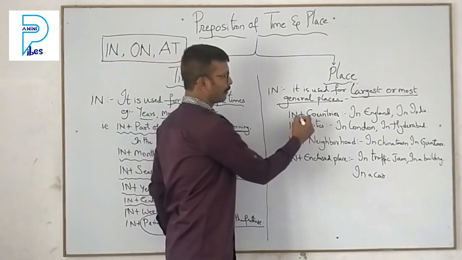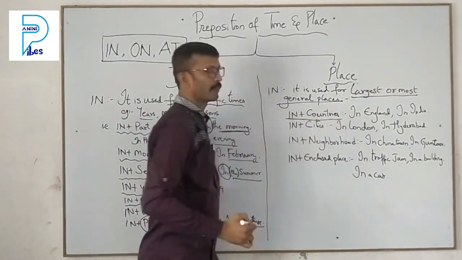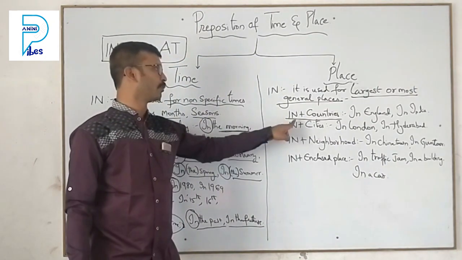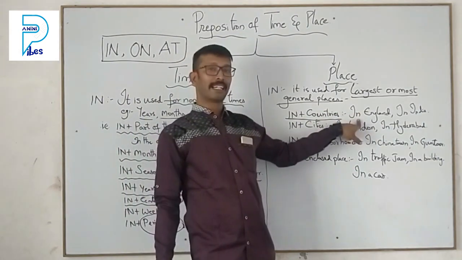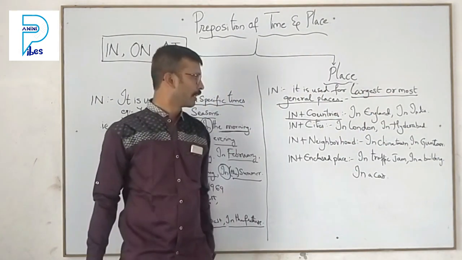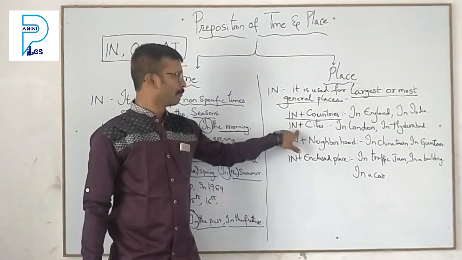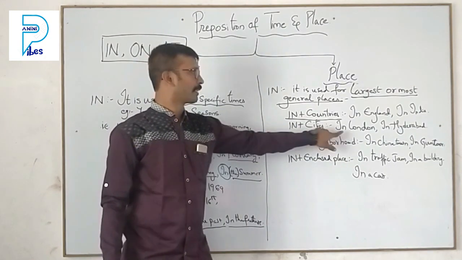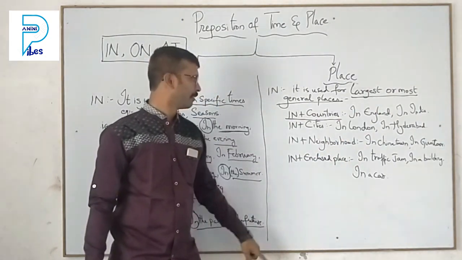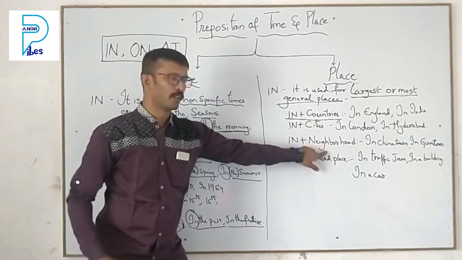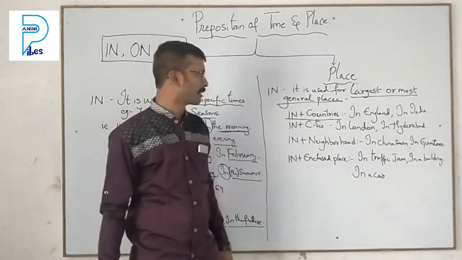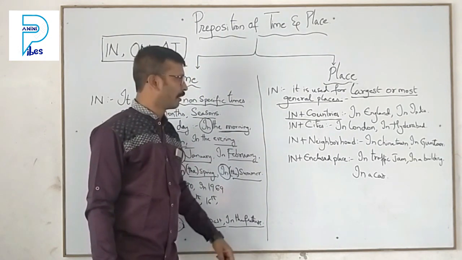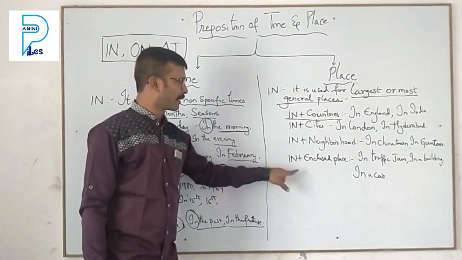For example, in plus countries. When we talk about countries, we use the preposition of place in. So in plus countries, for example, in England, in India, in Europe. In plus cities, like in London, in Hyderabad. In plus neighborhood, the surroundings: in Chinatown, in Guntur, a specific place of a particular city.